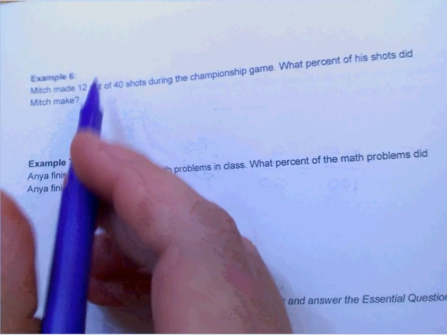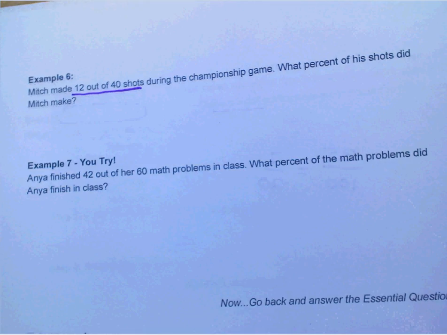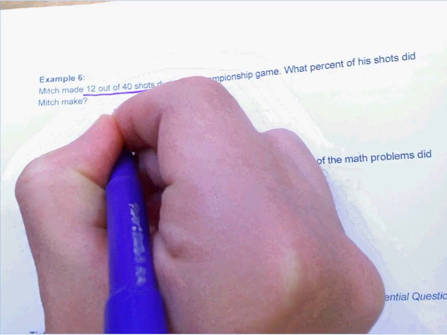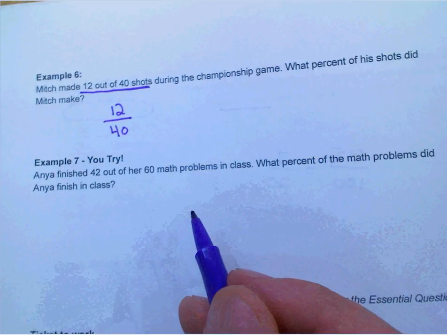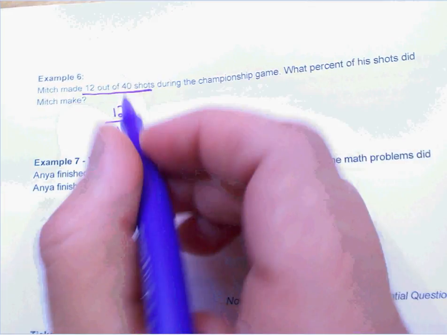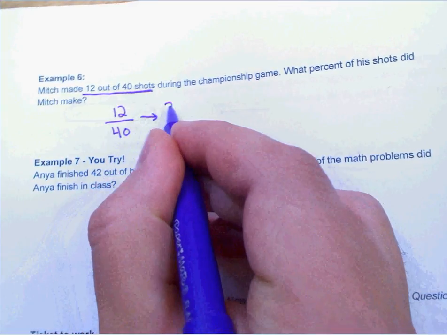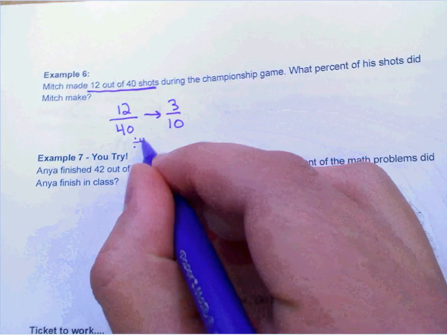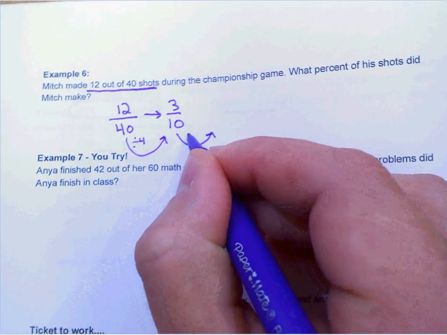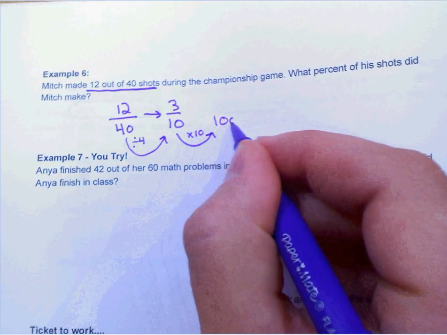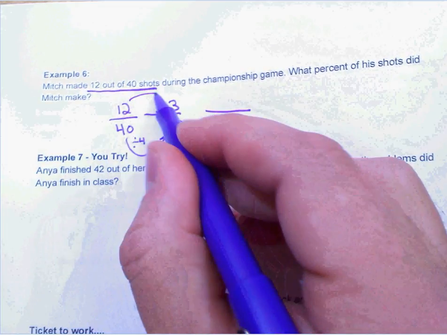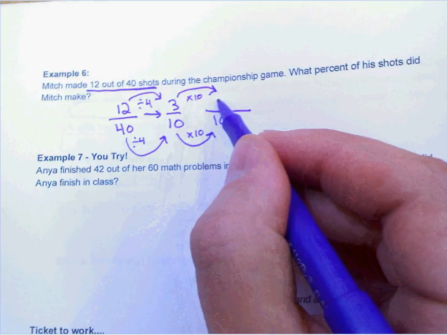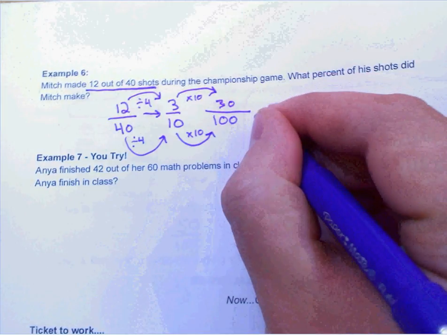Example 6. Mitch made 12 out of 40 shots during the championship game. What percent of his shots did he make? So 12 out of 40 is a fraction. You can do this 2 ways. I'm going to show you both. We're going to simplify by dividing by 4, which will give us 3/10, which we can then multiply times 10 to get us to 100. What I do to the bottom, I have to do to the top. I get 30 out of 100, or 30%.